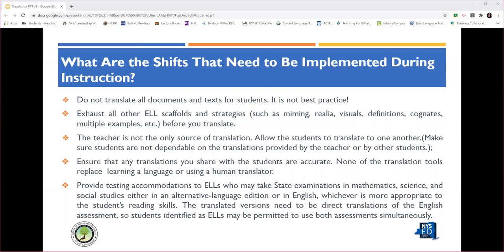Provide testing accommodations to ELLs who may take state examinations in mathematics, science, and social studies, either in an alternative language edition or in English, whichever is more appropriate to the student's reading skills. The translated versions need to be direct translations of the English assessment, so students identified as ELLs may be permitted to use both assessments simultaneously.